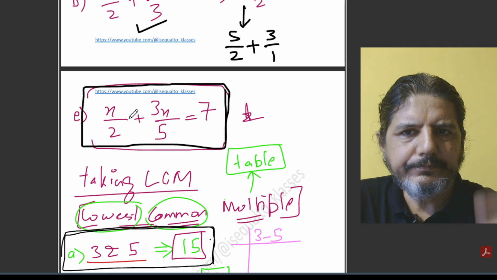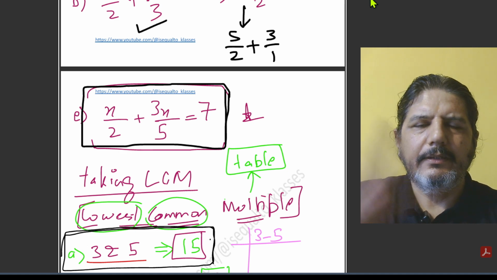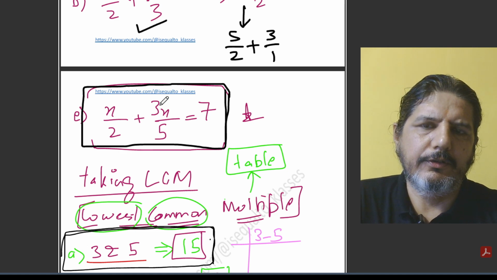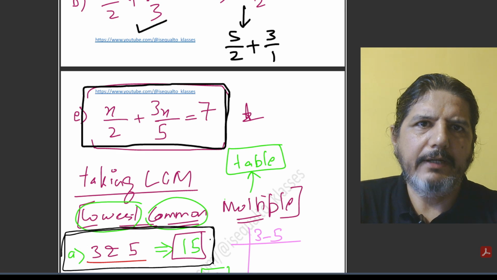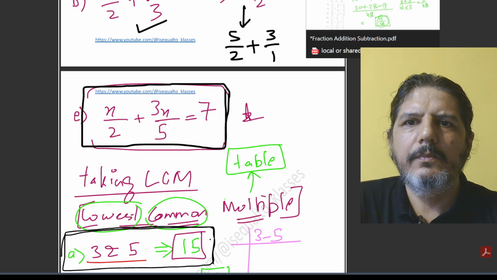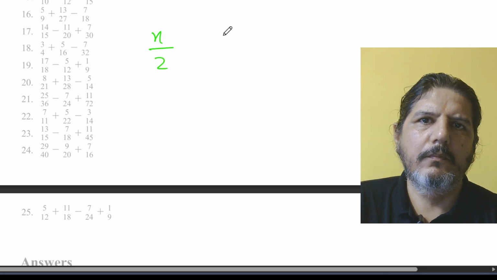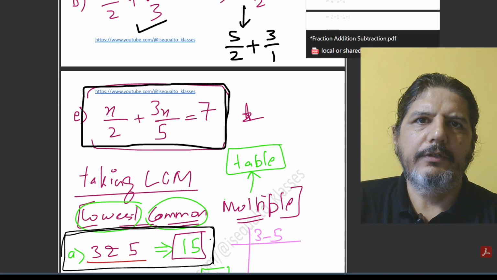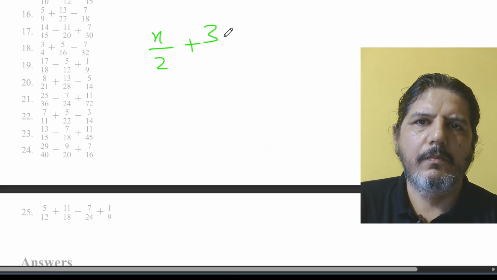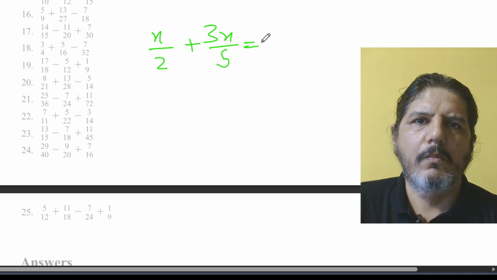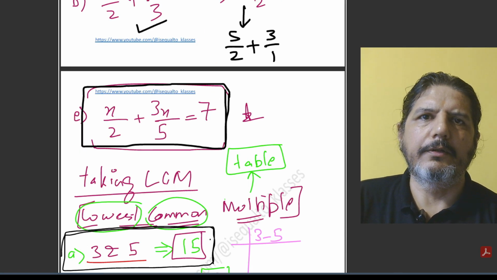And finally, we'll spend some time, not much detail. We'll just spend some time. Maybe I'll make a separate lecture on this. So if I have to find the value of x, we write x by 2 plus 3x upon 5 is equal to 7.